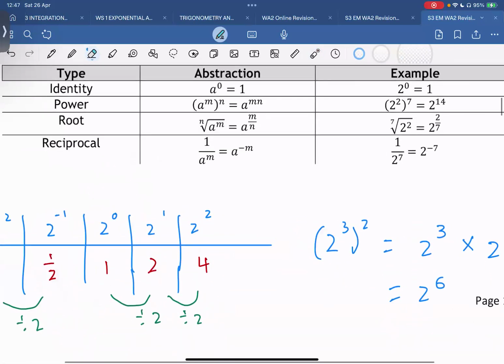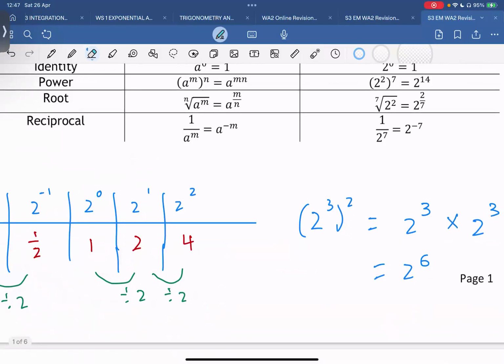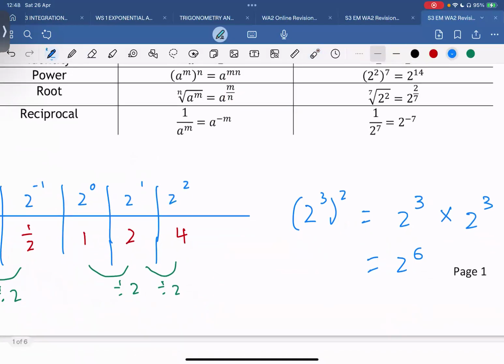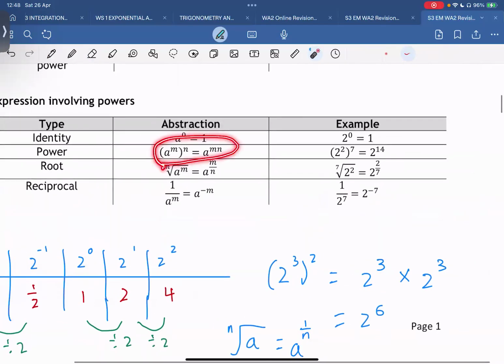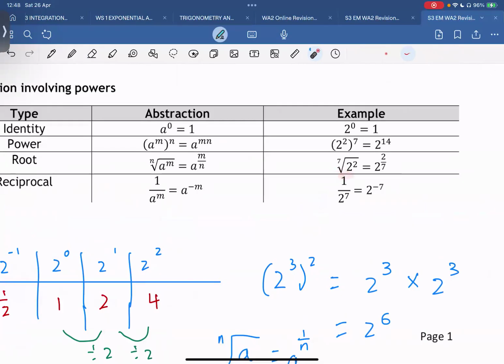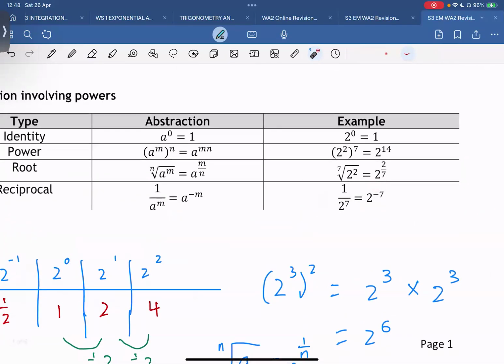And next is if we take the nth root of a to the power of m, to convert this to power form, it will be m over n. So the key thing to take note is if we take the nth root of a, to convert this to indices form, it will just be a to the power of 1 over n. And if a has a power over here, we'll just simply multiply the power by using this formula. So for example, if we take the 7th root of 2 to the power of 2, it will just simply be 2 to the power of 2 over 7.